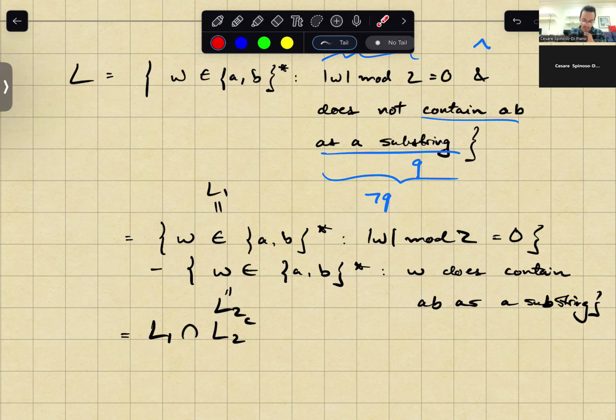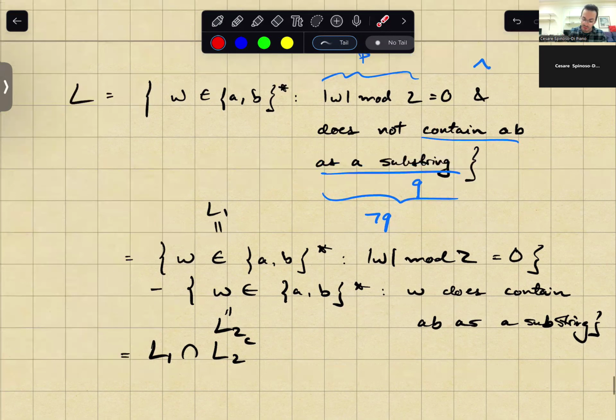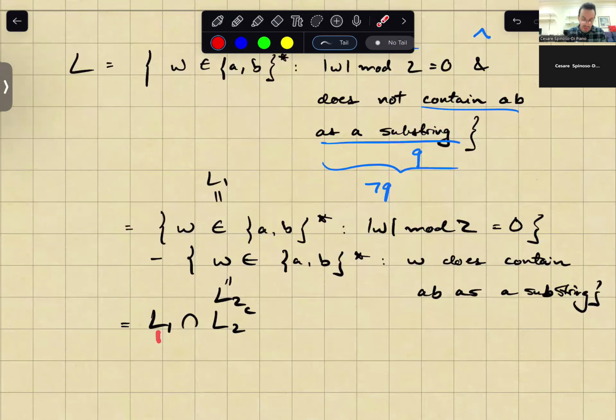So that means that instead of designing a DFA for all of this directly, thus showing that L is regular, what I can also do is show that L1 is regular and L2 is regular, and the conclusion that L is regular will follow from the closure properties.